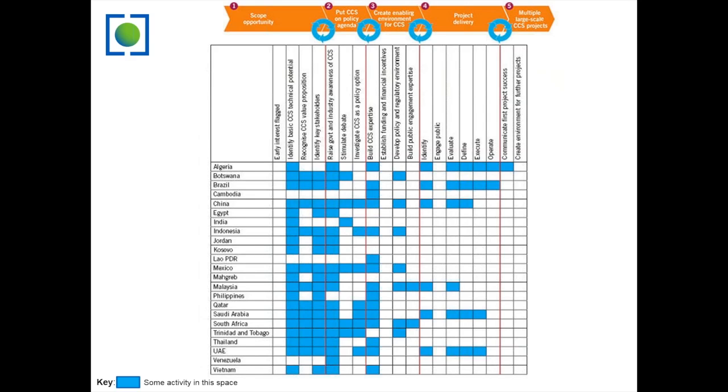So looking at the diagram, you can really see that most of the activity is in the early stages, the scoping opportunity and putting CCS on the policy agenda. But there are some notable exceptions, and some countries have moved much more into not only creating the enabling environment, but actually project delivery. And over the course of the presentation, I will touch on the projects, but also major studies or activities that have been undertaken that really represent a lot of the activity that's represented here on this diagram.